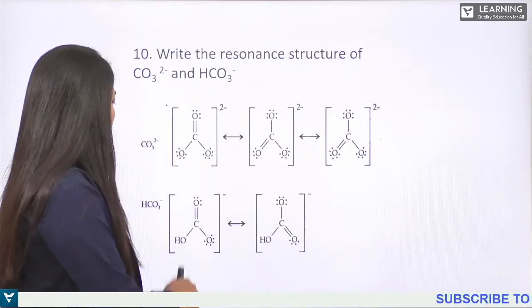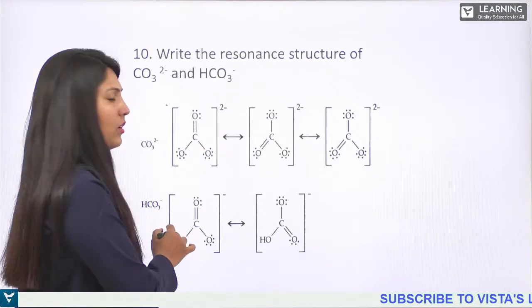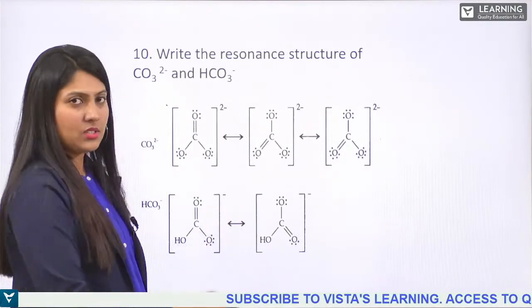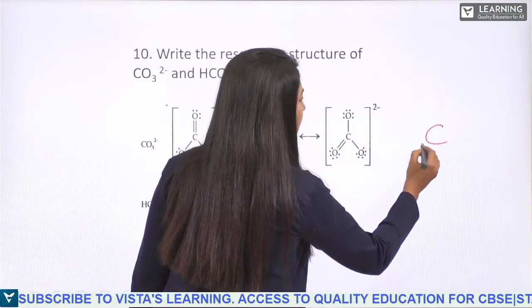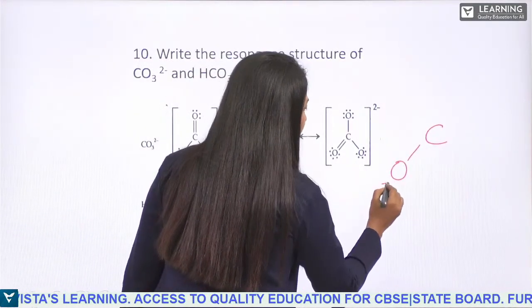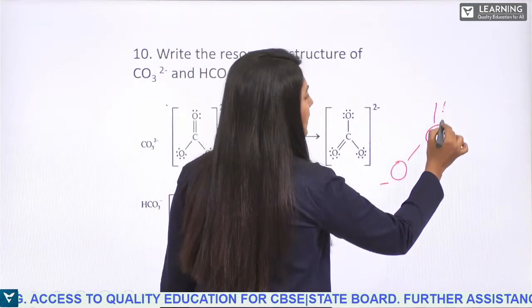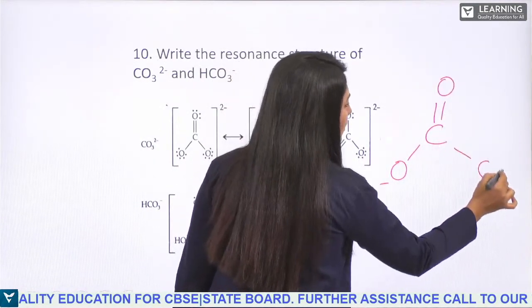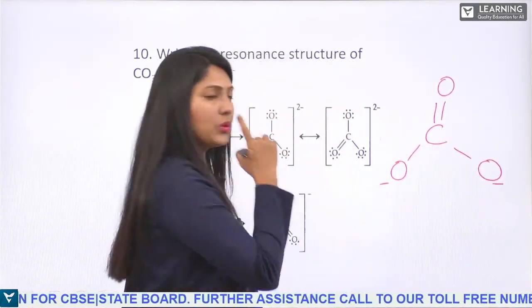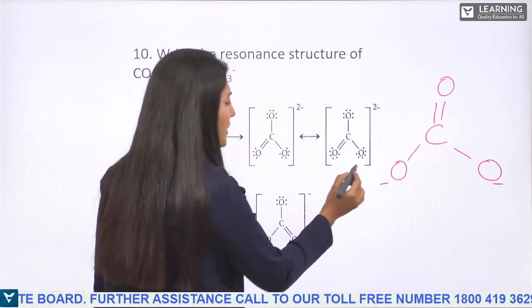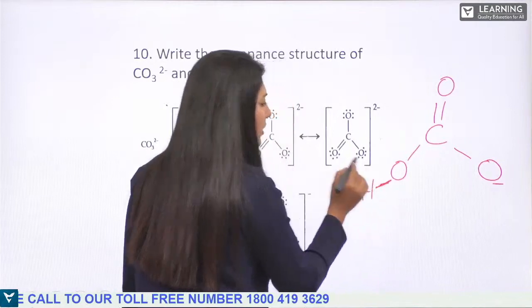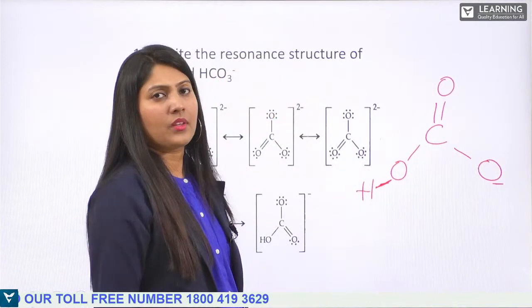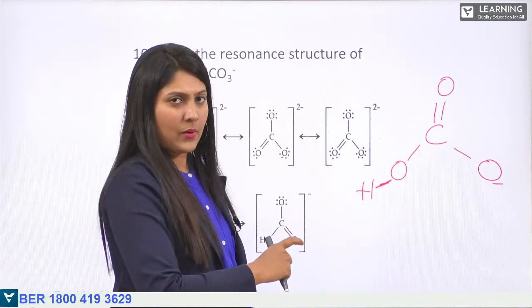Next, you have here only two structures for bicarbonate. Why? Because in bicarbonate, one negative charge will be here on the double-bonded O, and one more O will have a negative charge here. So two negative charges will be there. This negative charge will be attracted by hydrogen and they form a bond over here. So this negative charge is stable now.